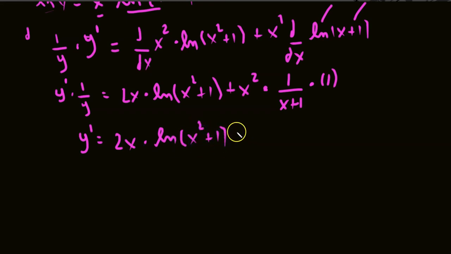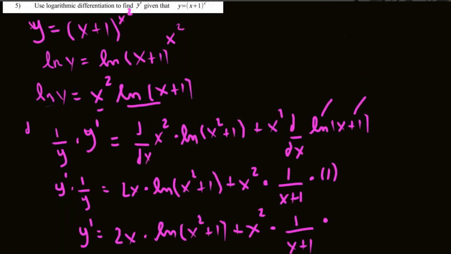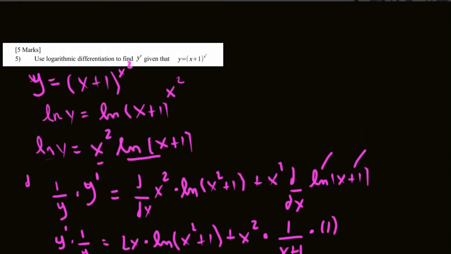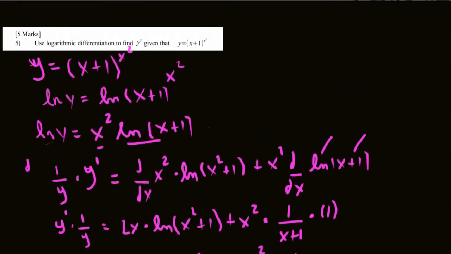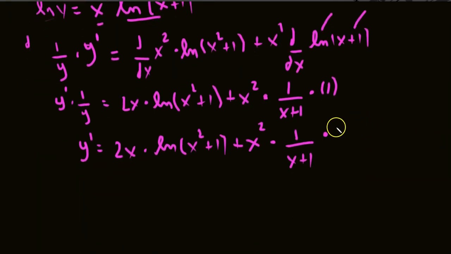And that's what's always going to happen in logarithmic differentiation. You're going to have to multiply at the end. You're going to have to just multiply both sides by the y. And we know that y was the original function we were given. We don't just write y, we have to write what y was. Y was given to us in the original problem. It's x plus 1 to the power of x squared. And that's our answer.